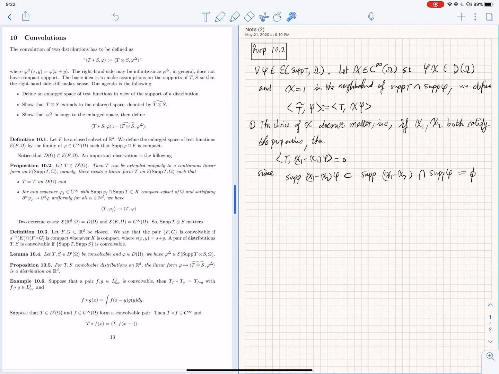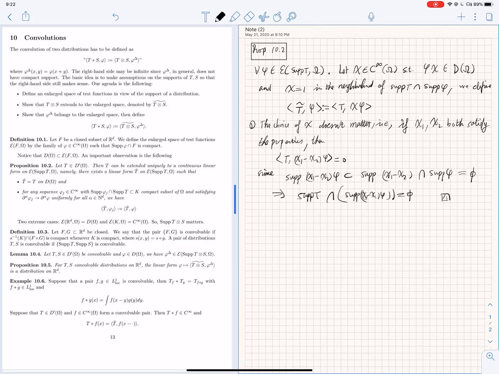Okay, this value has to be 0 because, let me just write it more carefully. All we know is that this bracket will be 0 if the support of T intersecting the support of this function is empty. But we have already shown that, so this implies that the support of T intersecting the support of chi 1 minus chi 2 times phi is empty, so that we have 0. Okay, that's it. So this is only the first step.